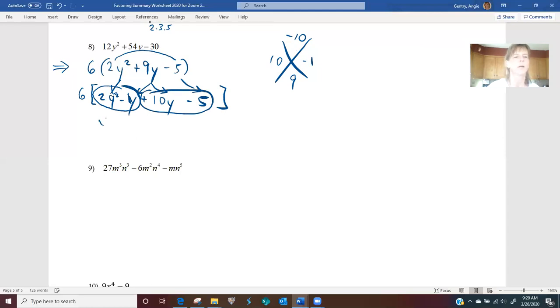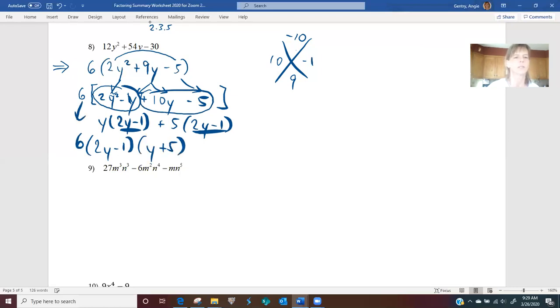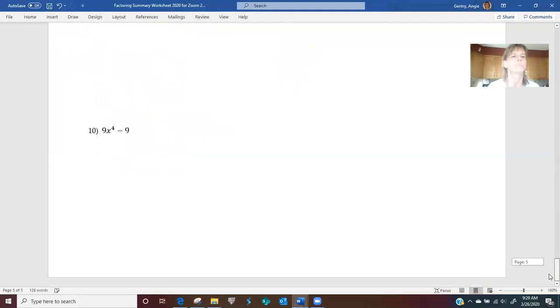And you have a y times 2y minus 1 plus 5 times 2y minus 1. Distribute, double check, you know, that's a common binomial factor. You pull it forward. And you put the leftovers in the second set and you bring that 6 down. Don't forget that 6.